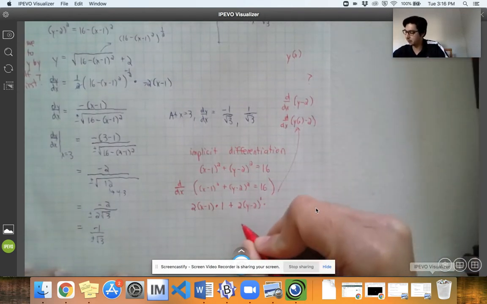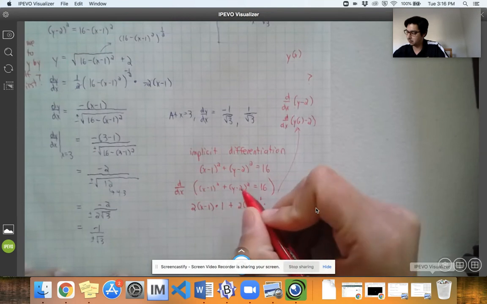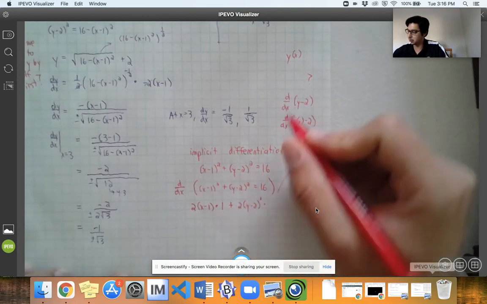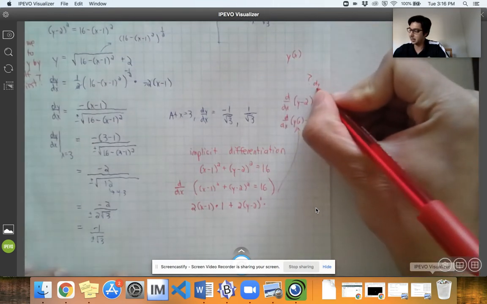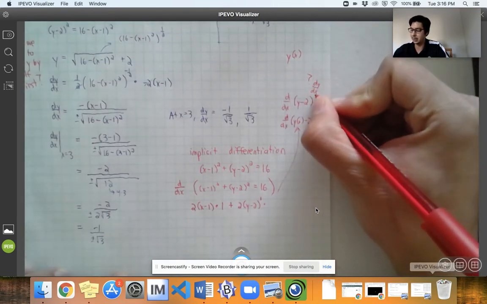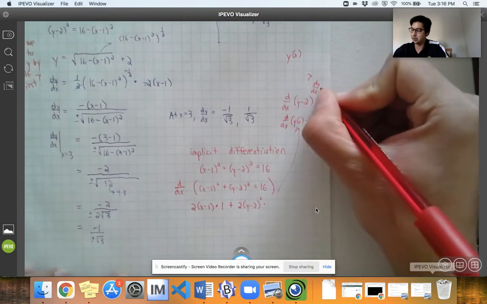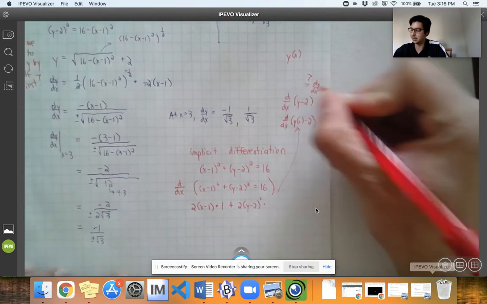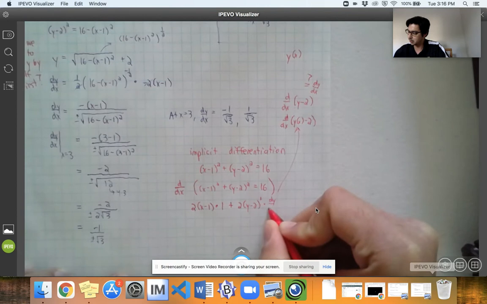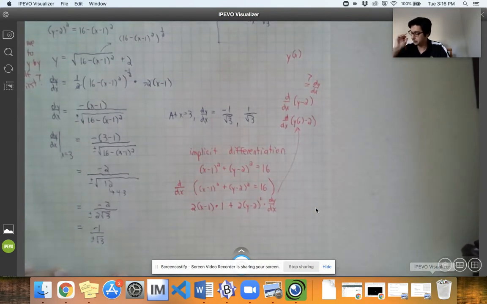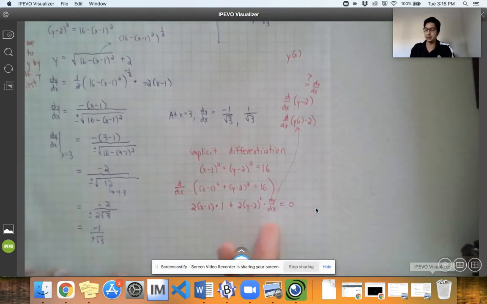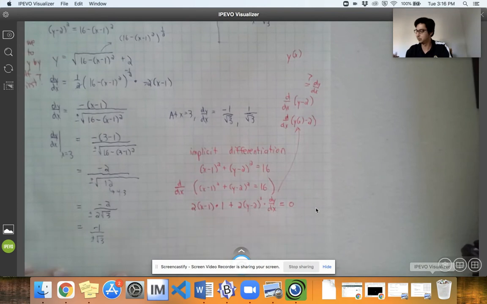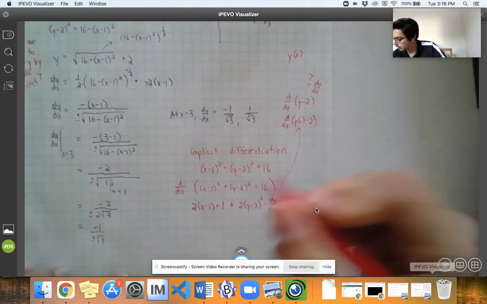The derivative of y - 2, so the derivative of y is just going to give us dy/dx. It's the derivative of that function with respect to x, minus the derivative of 2, which is 0. So then we just get dy/dx. So we get times dy/dx. So that's the derivative of y - 2, equals, and the derivative of 16 is 0. And now all we have to do is just get dy/dx by itself.